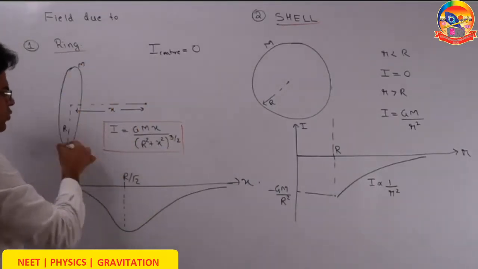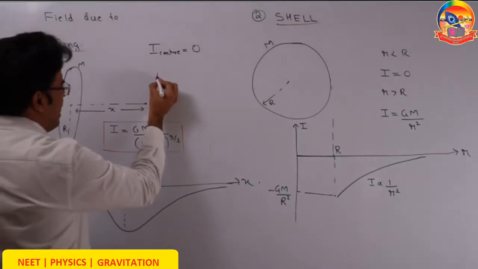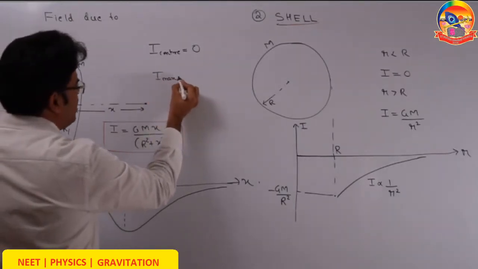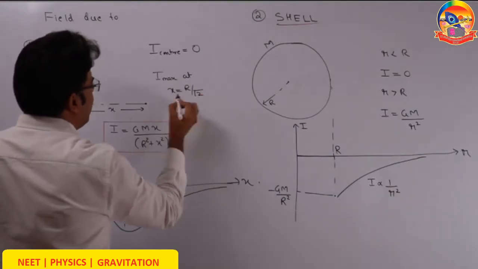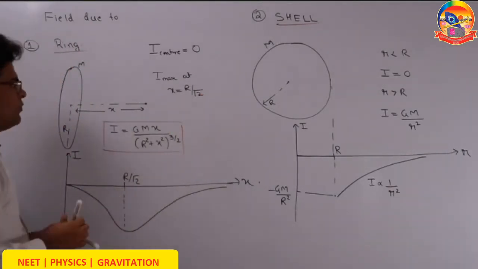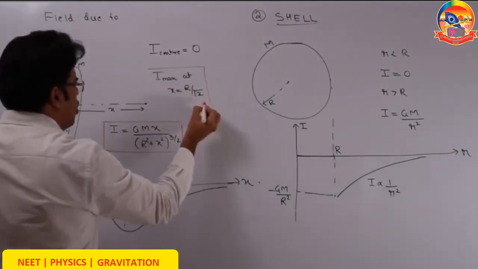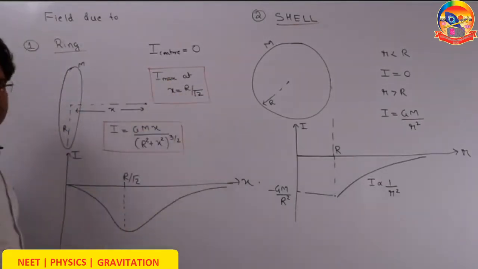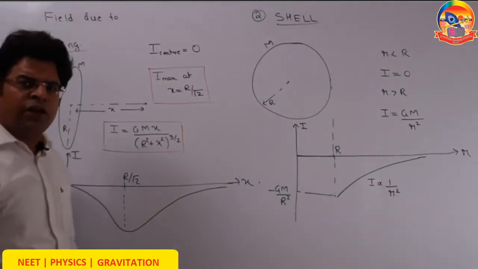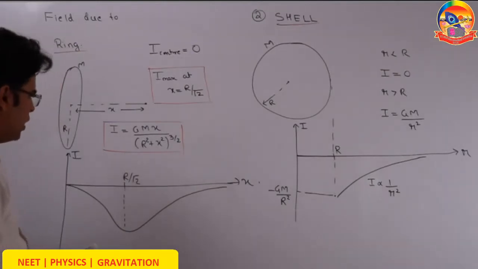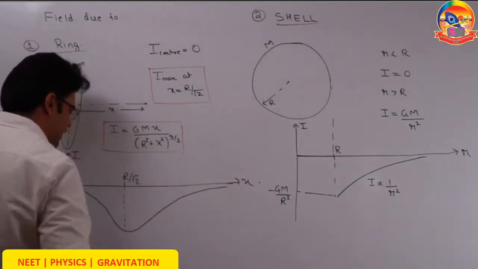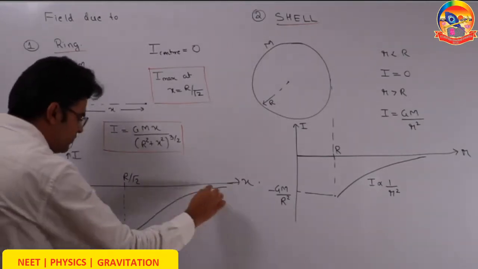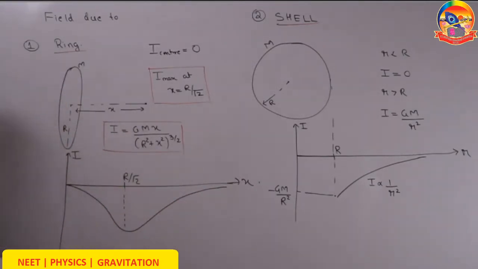The field due to a ring on its axis is maximum at x equals r by root 2. So remember this, the field due to a ring on its axis is given as GMx by (r square plus x square) raised to the power 3 by 2. Now if we plot the graph of field versus distance on the axis, the graph goes something like this. The magnitude of field is maximum at distance r by root 2 from its center.